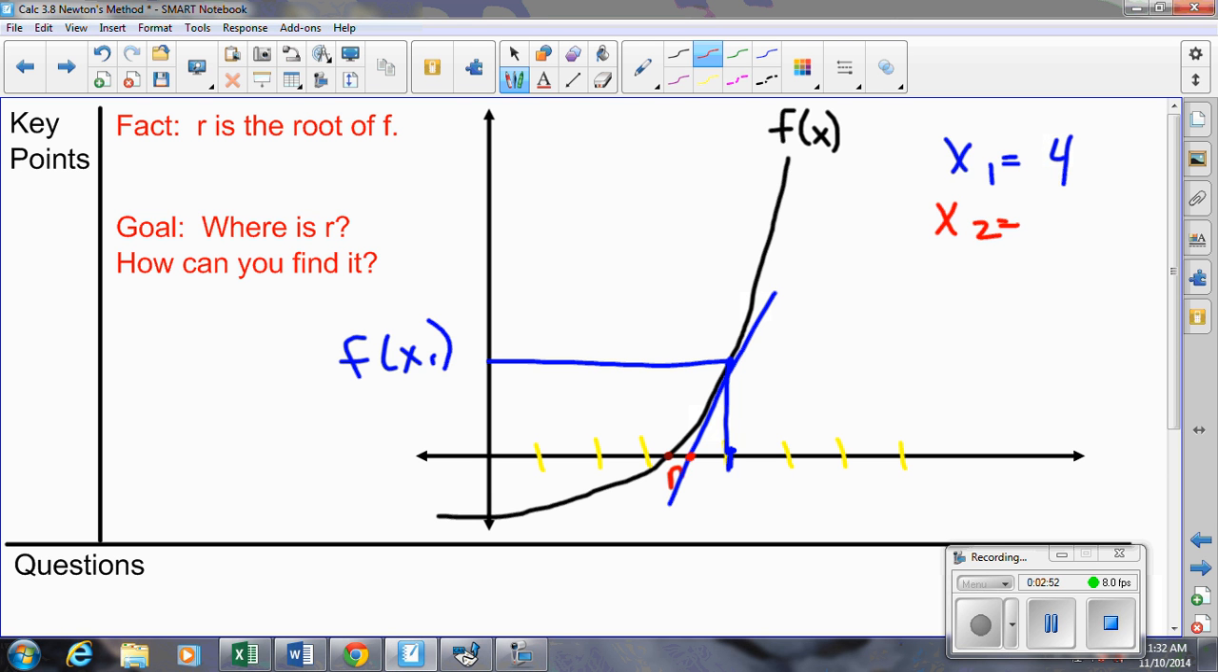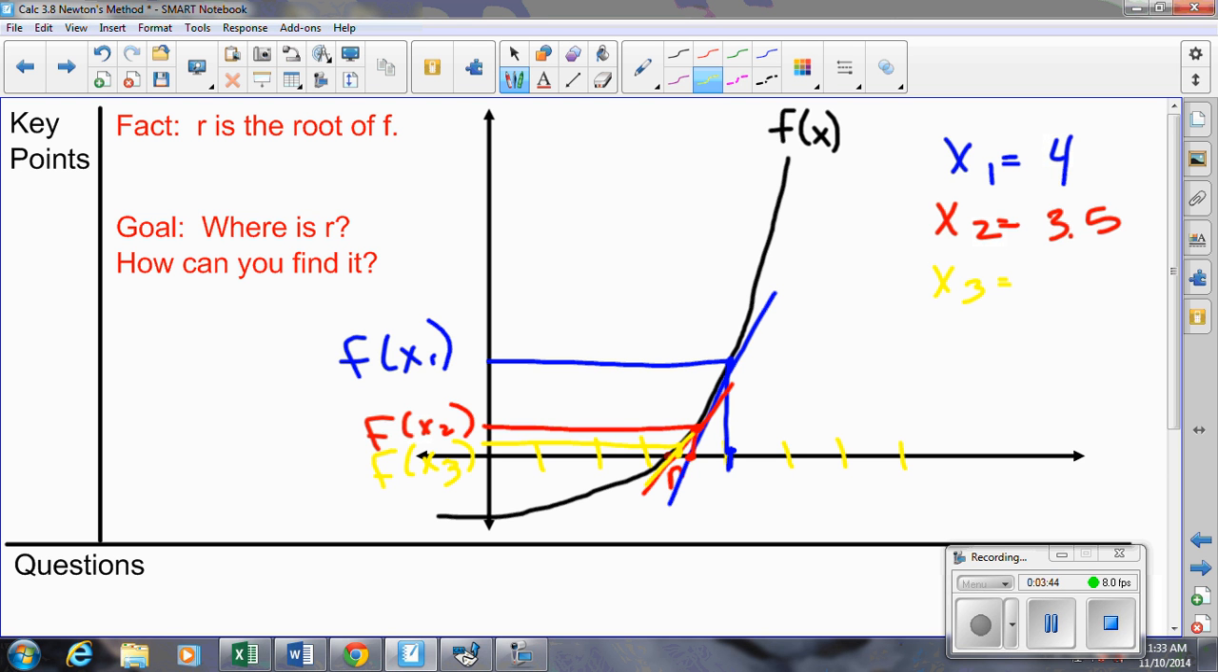And I don't know what that number is, so I'm going to make up a number that looks like it's closer. For example, maybe we wind up with 3.5. Well, we can take our x2, come up, get its height, which would give us here, and then we'll take the tangent at that point, and we wind up getting x3. You see how this iterative process is closing in on r? If we were to come up and say, here is f of x3, the height of our third approximation, and take its tangent, we're getting closer still.